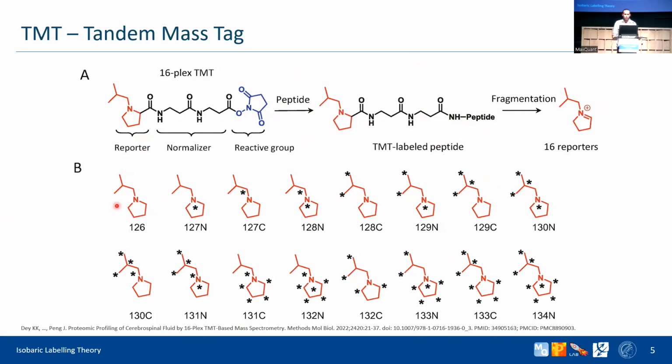So we have the normal one, which has no heavy isotopes in it, 126. Then we have 127 with heavy nitrogen. And we have 127 with heavy carbon. And this is where the 6 millidalton difference is, so between the heavy nitrogen and the heavy carbon. And the reason behind this is that the nuclear binding energies of the isotopes of every element are different. So we're taking advantage of this very, very small difference to be able to go up to 16 or 18 plex.